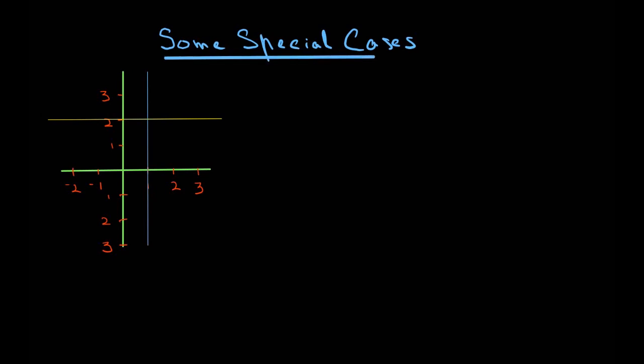So there's some special cases that we have to think about. So let's think about those special cases, okay? So let's think about, there are two lines, right? There's a yellow line and there's a blue line. The yellow line is horizontal and the blue line is vertical.